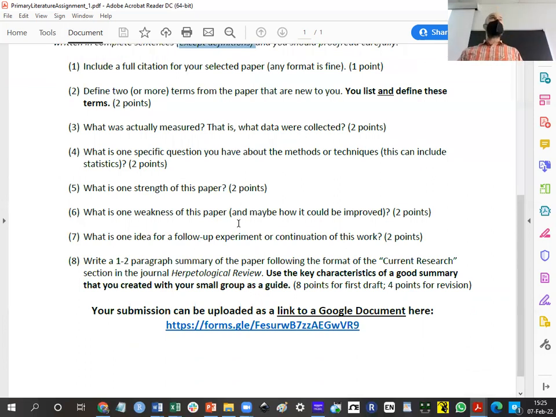And then some of these questions will look familiar from the mudpuppy assignment. What was actually measured, meaning what data were collected? What is a specific question you have about the methods? What do you think is the strength of the paper? What do you think is a weakness of the paper, and maybe how it could be improved? And what is an idea for a follow-up experiment or a continuation of this? All of that should seem pretty familiar to you so far. Let me pause there and see what questions you have before I talk about number 8.